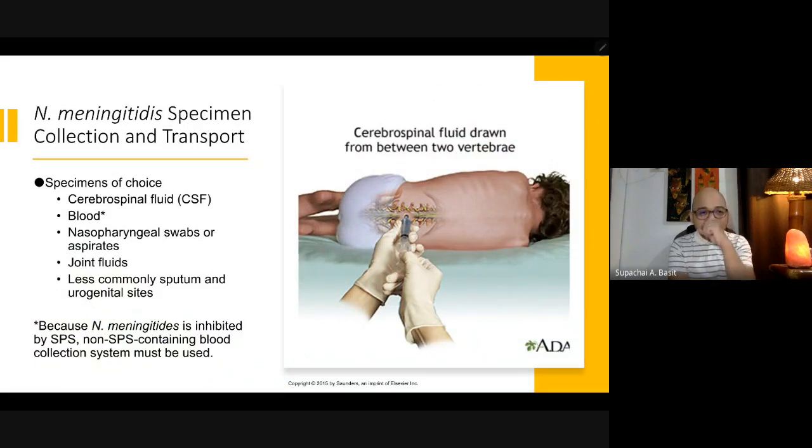So how do we diagnose Neisseria meningitidis? The primary specimen of choice is CSF, which is collected by means of lumbar tap. Okay? Painful, but there is anesthesia. A needle is inserted between two vertebrae, between the third and fourth vertebrae. Okay, and blood for meningococcemia is also possible.